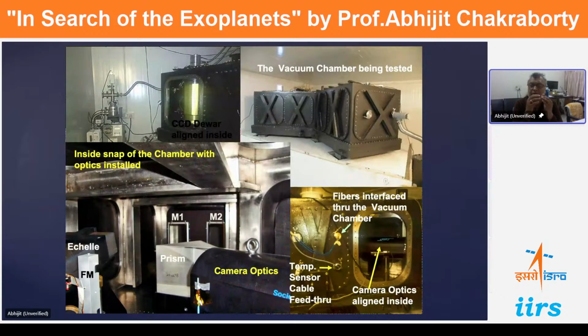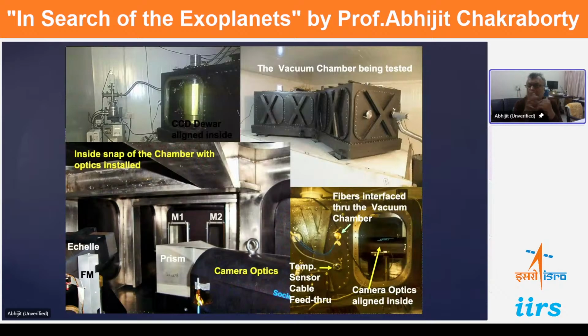So therefore, if you are keeping the spectrograph at 25 degrees Celsius, then the temperature of the entire spectrograph, which is typically a few meters by a few meters, should be around 25 degrees plus or minus 0.0001 degree Celsius. That is up to 1 milli degree Celsius accuracy you require.